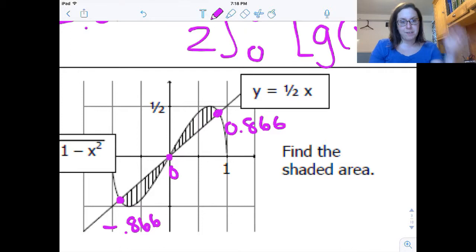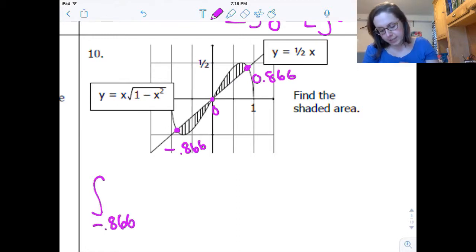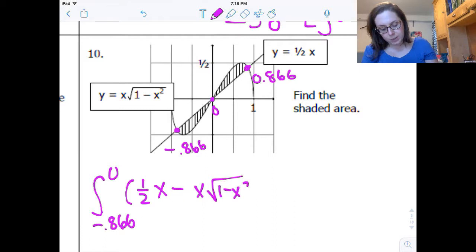Now here's the deal with this. We have two distinct sections, so I'm actually going to need to use two integrals. The first integral is going to go from negative 0.866 to 0. And I need to, again, do top minus bottom. That was not a good highlighter. So your top there is 1/2 x, and then the bottom is x radical 1 minus x squared dx. So that's the area of this first region.